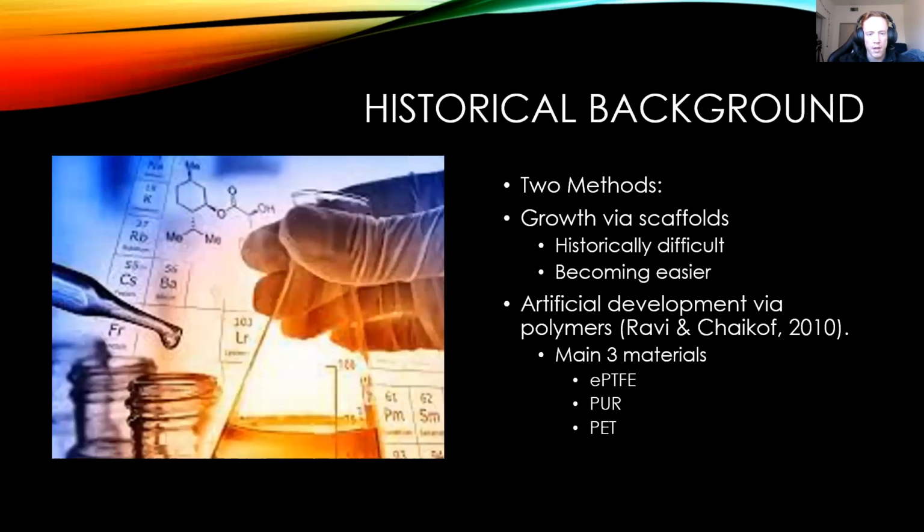So let's get started. Some historical background real quick. Basically, there were two methods historically that were developed. The first method was growing these arteries in scaffolds. Historically, that was pretty difficult, but it's becoming easier with the development of 3D printing and additive material development. So that's looking promising. And the other way was artificial material development with polymers.